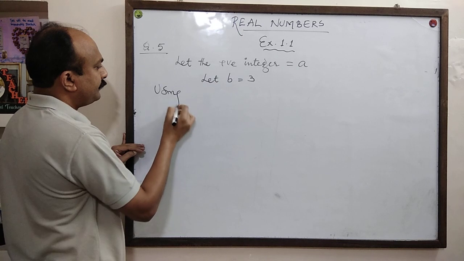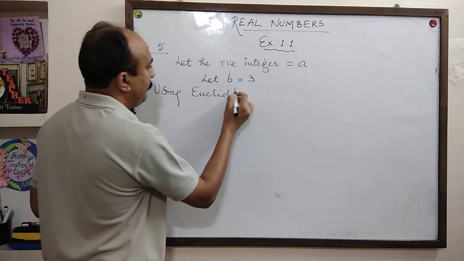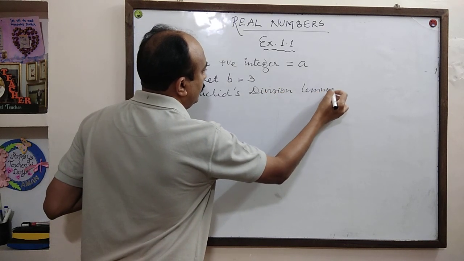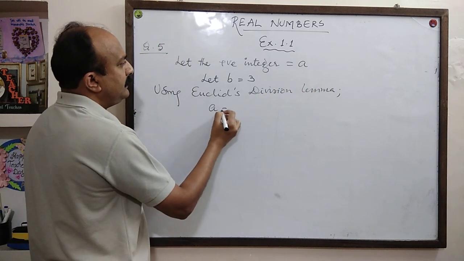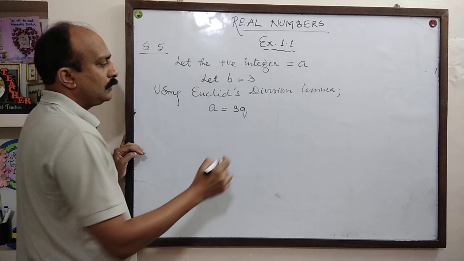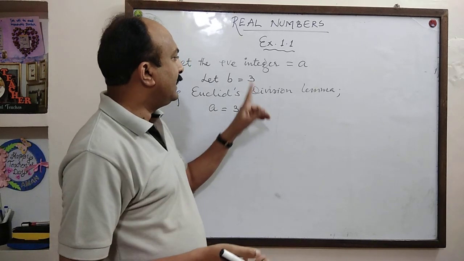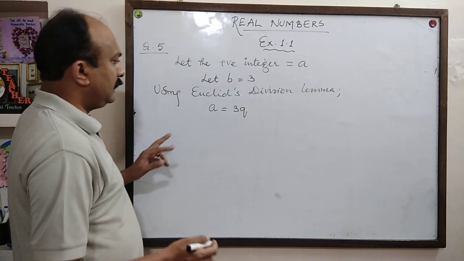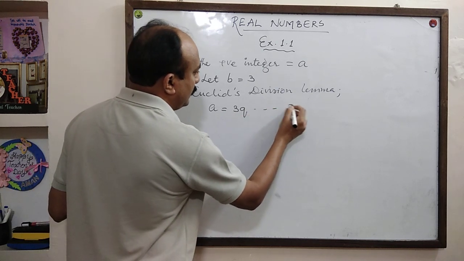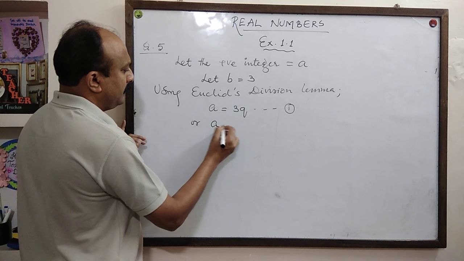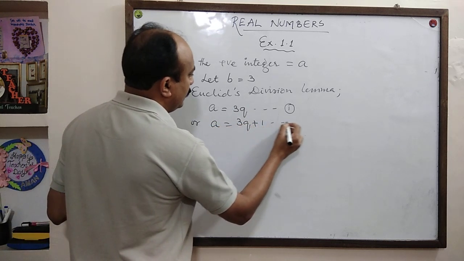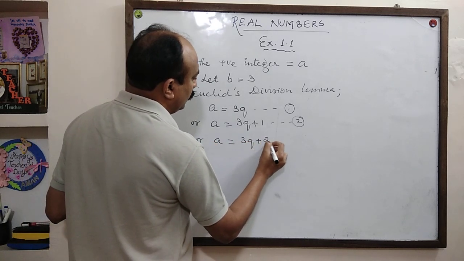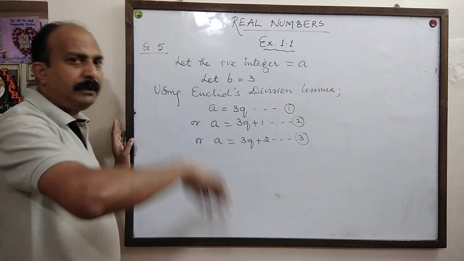Now using Euclid's division lemma, we can write a is equal to 3q plus r, where r is greater than or equal to 0 but less than 3. So I am writing it directly: either a is equal to 3q plus 0, or a is equal to 3q, equation number 1, or a is equal to 3q plus 1, equation number 2, or a is equal to 3q plus 2, equation number 3, just like the previous question.